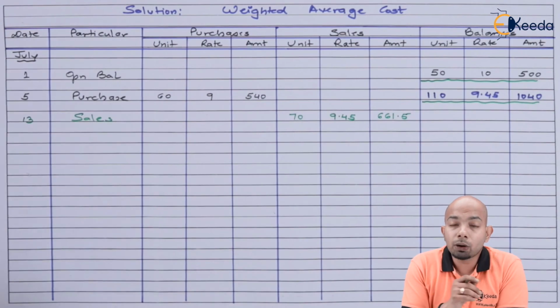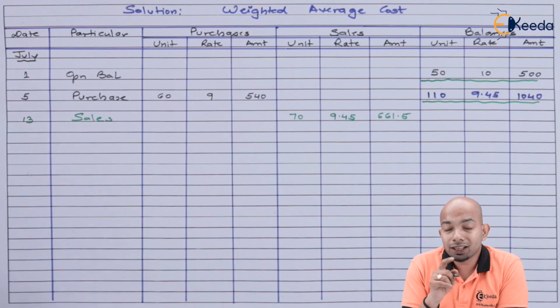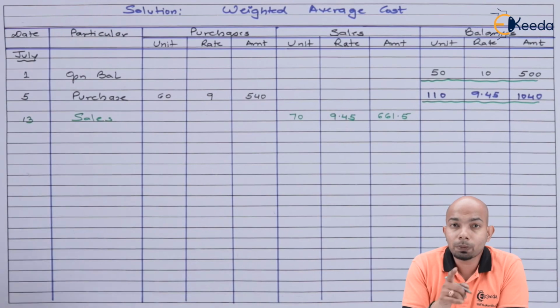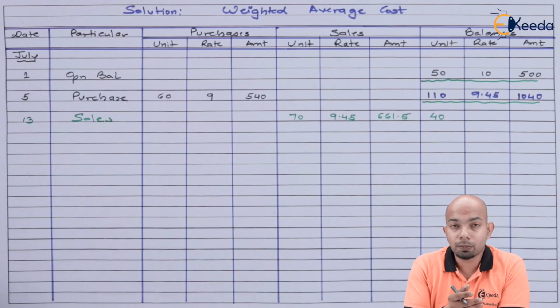So that means the amount here is 661.50. So that has been calculated. Now the balance that will be done is out of 110, 70 has been sold out. So the balance left will be mentioned here. 40 items are left as balance.